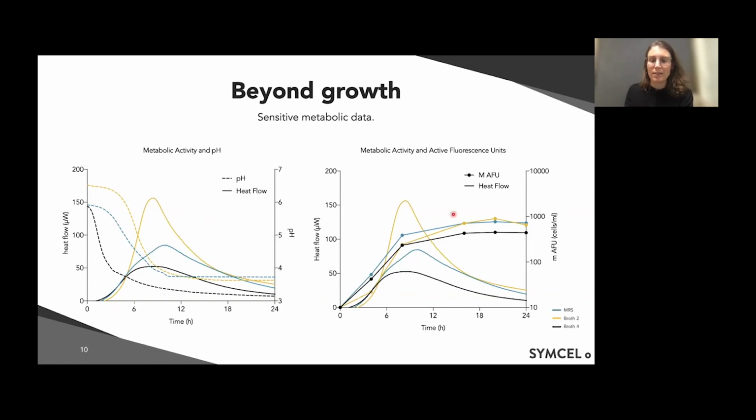But when you look at simply biomass formation, which is shown on the right example, where we measured with flow cytometry the individual cell counts, this is not depicted. There is no difference in the 3 different media in biomass formation, but clearly there's a difference in performance. So what you clearly get with isothermal calorimetry is sensitive metabolic data that are far beyond any growth assay.